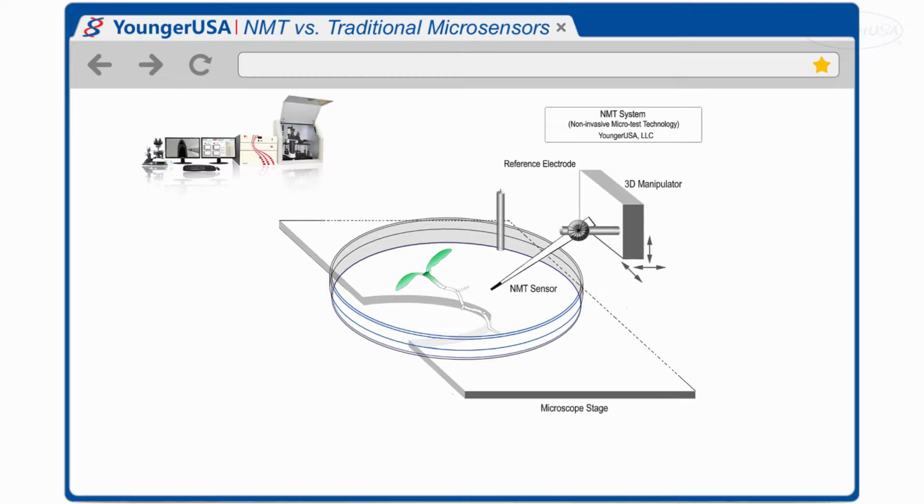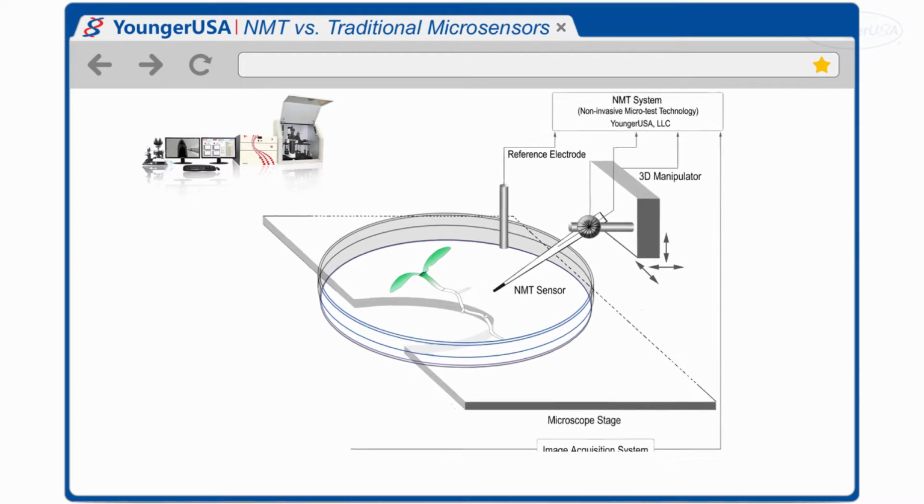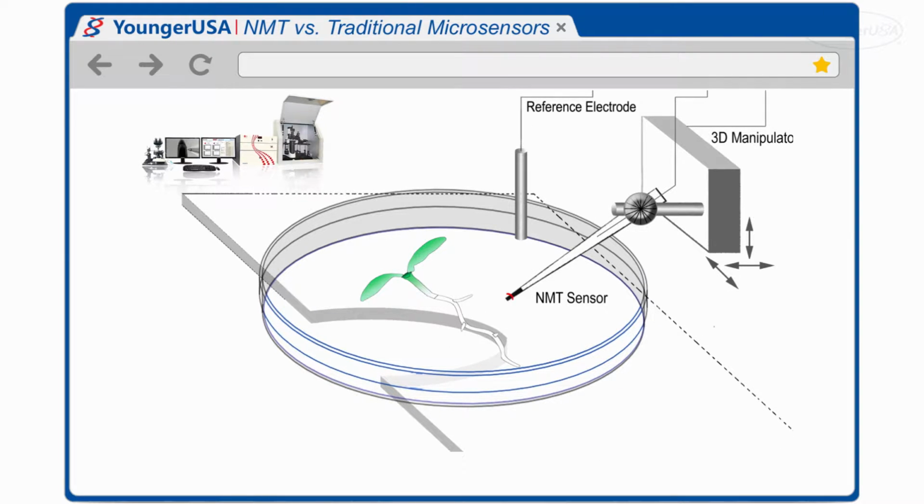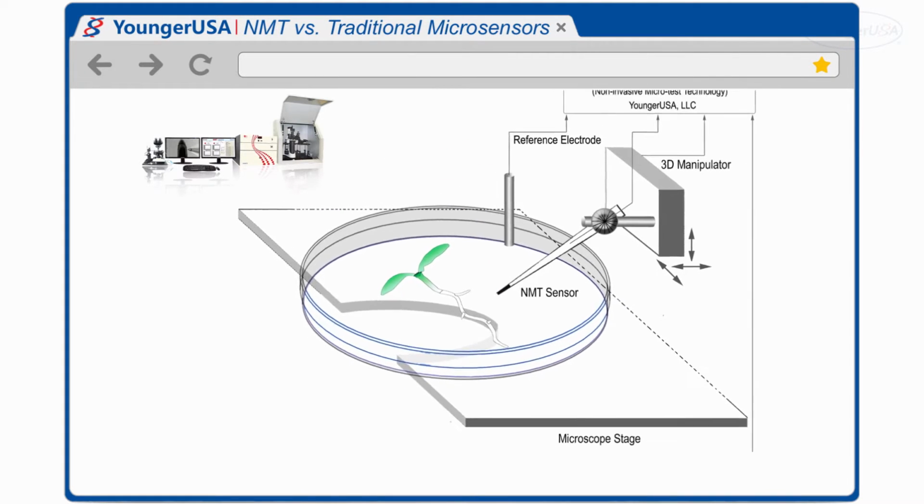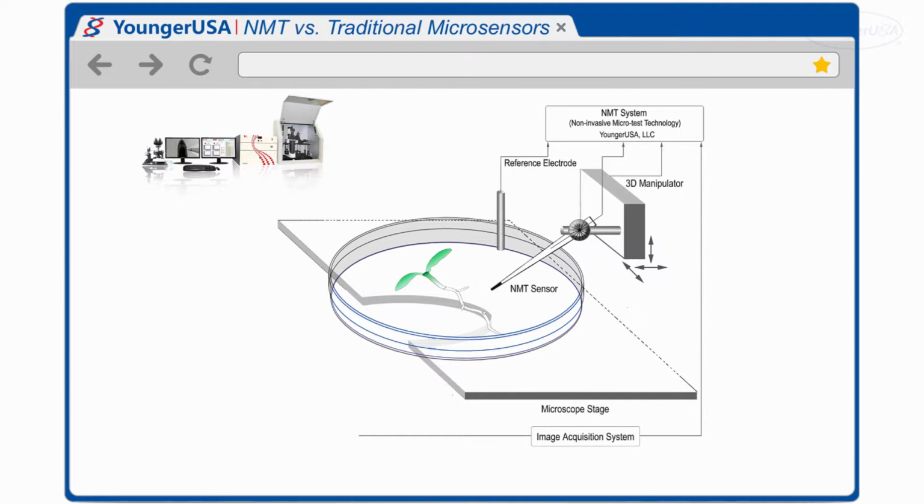NMT uses a reference electrode to make a complete circuit which collects electronic signals from the NMT sensors. To collect the image information, NMT has an image acquisition system. This allows scientists to look at the relative positions between the NMT sensor and the live sample they are studying. Since the tip of the NMT sensor has a diameter as small as 2 microns, NMT is an ideal technology to study specific parts of live samples in the exact place that you would like to study them.